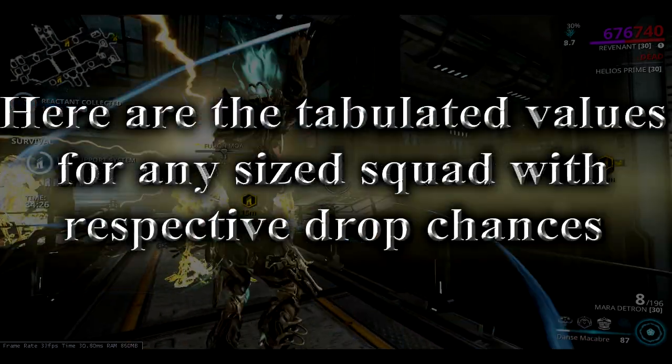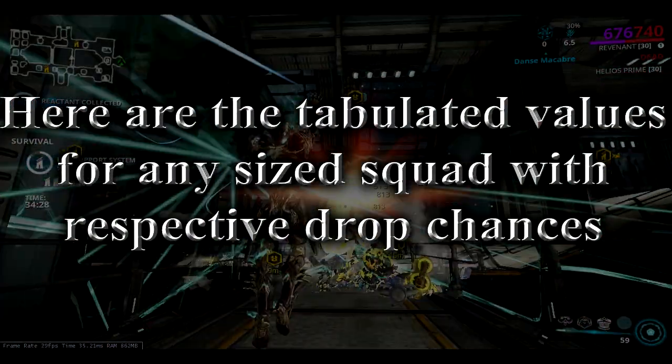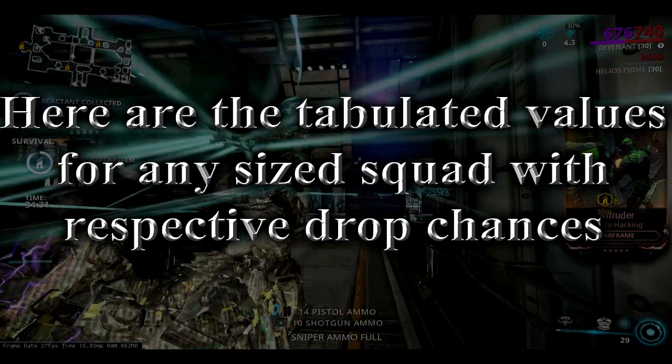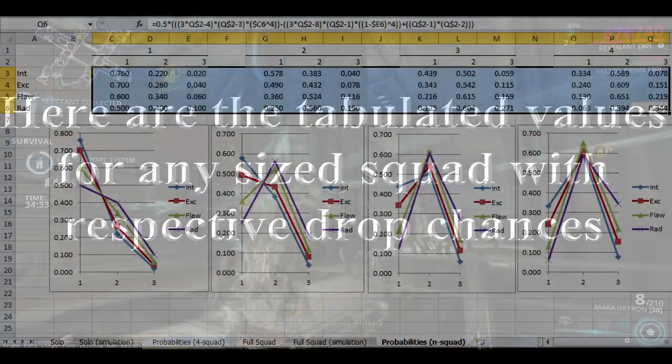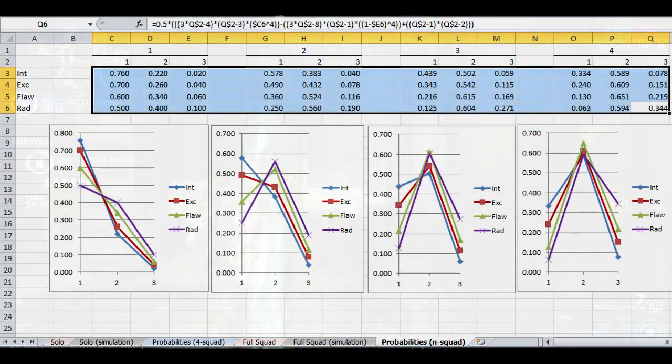So, here are the tabulated values for any size squad with respective drop chances. So, we have, you know, these graphs here. Feel free to take a look at them.